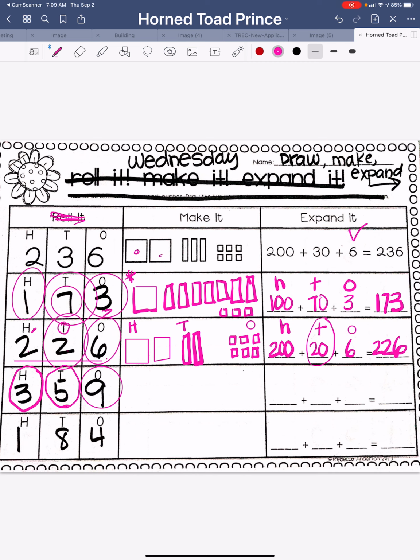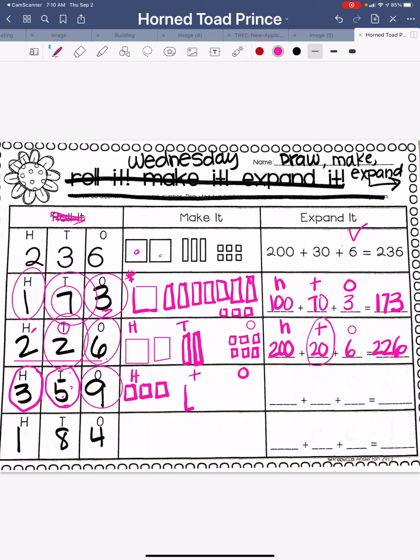All right, and now I've got 3 hundreds, 5 tens, 9 ones. That's 359. So I've got to draw 3 hundreds, 5 tens, and 9 ones. So 300s would look like this. 1, because remember there are 10 in here. Even though you only see one square, one block, there are 10 tens in there, and 10 times 10 is 100.